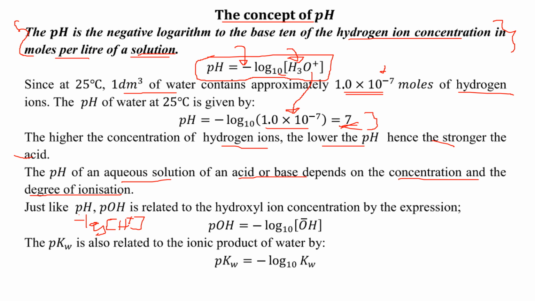What about pOH? So pOH is the opposite. What varies is going to be the hydroxyl, but it's also going to be negative logarithm to base 10 of the hydroxyl ion concentration in moles per liter of any solution. Now you're saying that pKw is going to be related to the ionic product of water, and you're going to say that pKw, P is representing negative logarithm to base 10, and then the Kw, which is the ionic product of water.